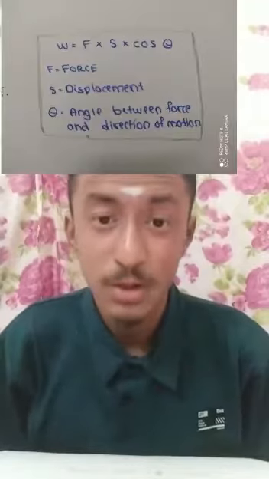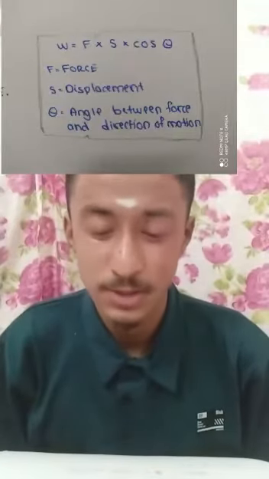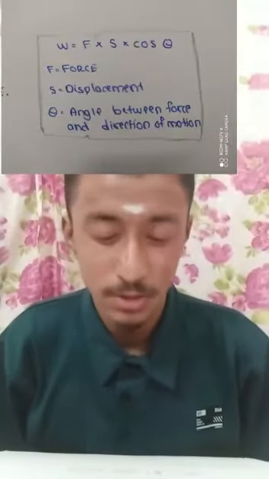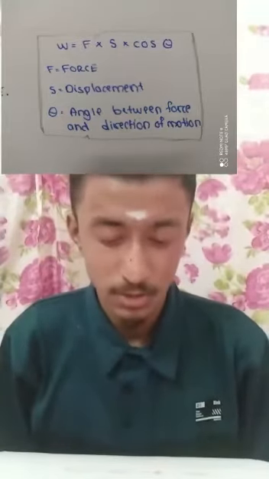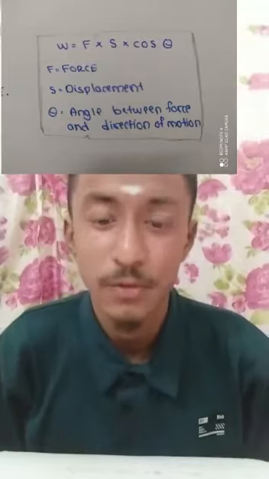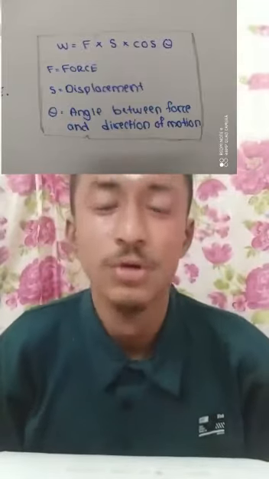There is a formula for the equation of work, that is W equals F times S times cos theta. F is force, S is displacement, and theta is the angle between the force and the direction of motion. 1 joule is the work done when a force of 1 Newton moves an object for 1 meter in the direction of the force.